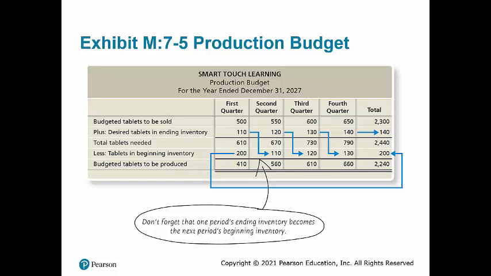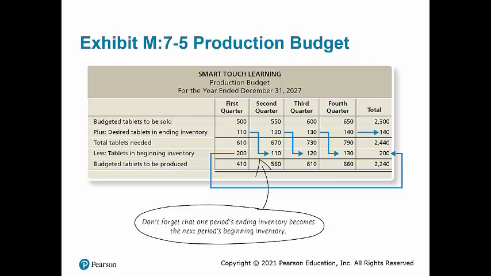After we have determined the desired ending inventory for all 4 quarters, we add that to the budgeted tablets to be sold. So we add those together and we get total tablets needed. So in the first quarter, we would add 500 tablets to be sold plus 110 tablets desired in ending inventory, and we would get total tablets needed of 610. We would do that for the second, third, and fourth quarters. Just add those amounts together.